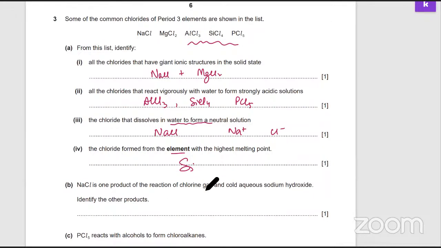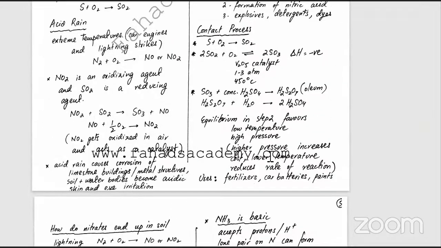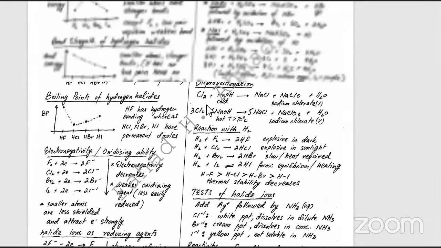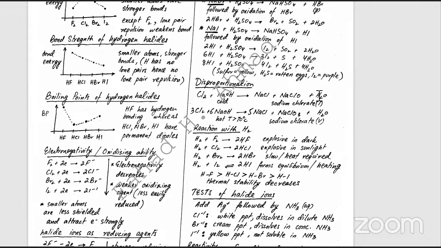NaCl is one of the products of the reaction of chlorine. What is the reaction of chlorine with cold NaOH? What happens? You get NaCl plus bleach, so you get NaCl plus NaClO plus H2O. Remember these two reactions in inorganic, group 17. Chlorine with cold NaOH is going to form NaCl, NaClO. Chlorine with hot NaOH would form NaClO3, sodium chlorate(V).